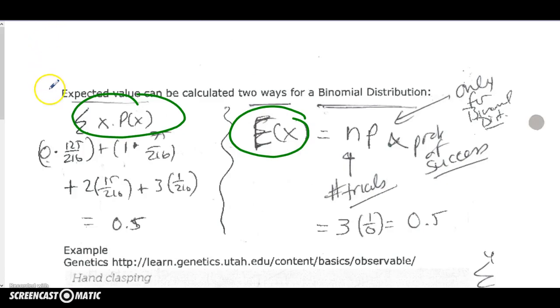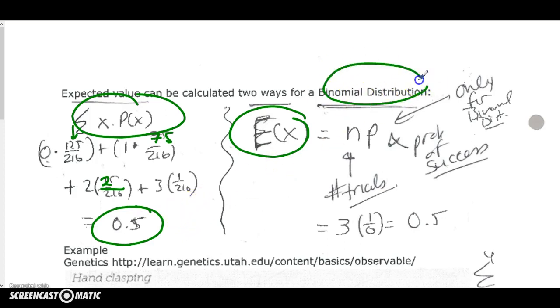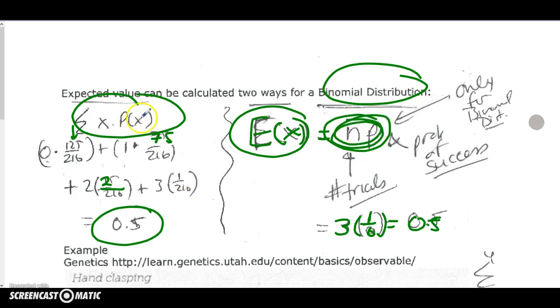So over here, it's 0 times the probability of 0, 1 times the probability of 1, 75 over 216, 2 times 15, no, I think it's 25 over 216, and 3 times that, and the whole thing turns out to be a half. Okay? Easier way to do it, though, if you know it's binomial: the expected value of the experiment is the number of trials times the probability of success. So if I have 3 trials, 3 rolls, and a 1 in 6 chance of success, all I do is multiply 3 times 1/6, and I still get 1/2. So an easier way to do it: E(X) equals n times p.